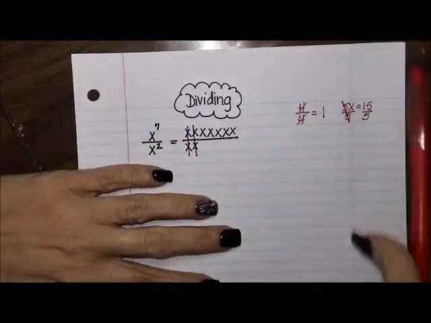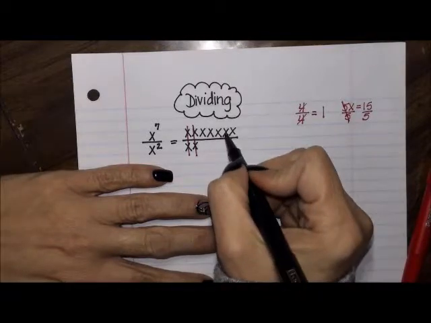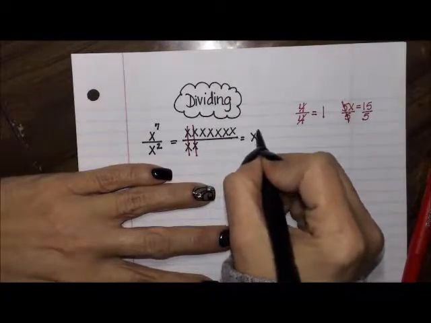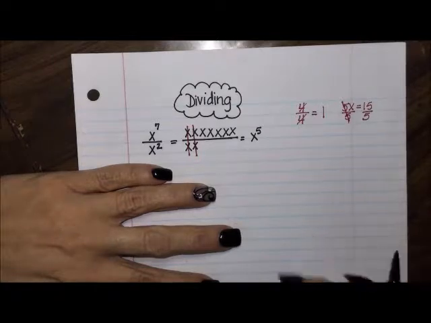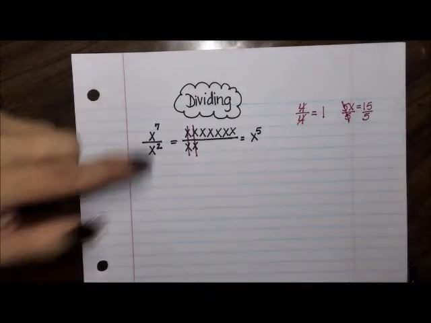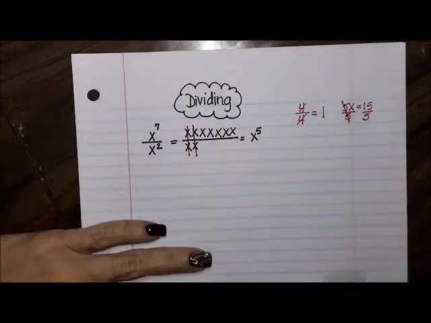What am I actually left with? Well, 1, 2, 3, 4, 5. I have 5 x's up on top. I don't need to put over 1. I could, but to keep it nice and neat, I'm not going to.